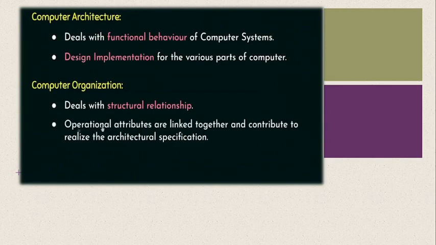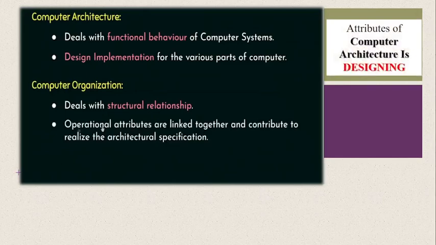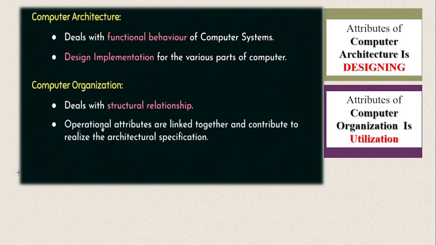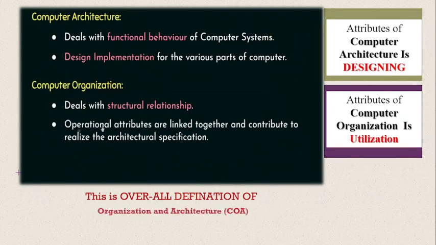Computer architecture is its own design. It deals with the functional behavior of the computer, not the structural relationship. Okay, what is the attribute of computer architecture? The attribute of computer architecture is designing, while the attribute of computer organization is utilization. This is the overall definition of computer organization and architecture, or COA.